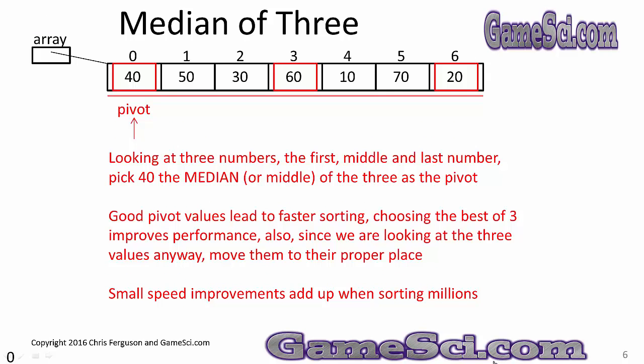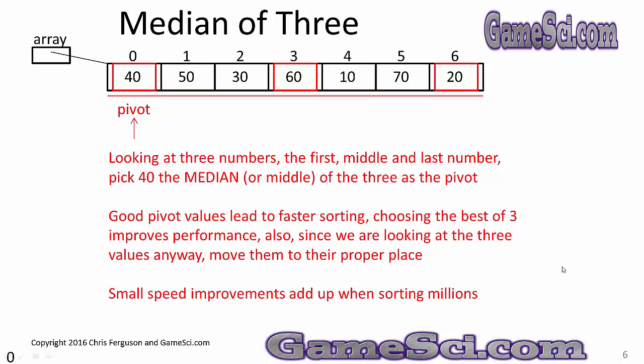Looking at 3 numbers, the first, the middle, and the last number, I've highlighted them in red. Pick 40 as the median or middle of the 3. If I had to pick a pivot between 40, 60, and 20, I'd pick 40 because it's in the center. Good pivot values lead to faster sorting. Choosing the best of 3 improves performance.